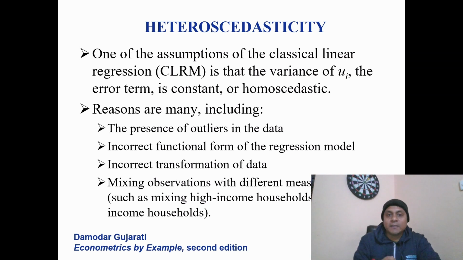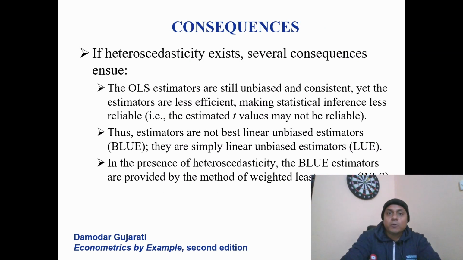Reasons are many, including the presence of outliers in the data. Why does this problem occur? If there is a higher presence of outliers in the data, or an incorrect functional form. For instance, if the functional form is incorrect and your variables are not according to the model that you are looking for, you set it by mistake, in that case this problem will arise. And also incorrect transformation of the data. For instance, if you are not using the growth model instead of raw figures, that will also cause the heteroskedasticity problem. What would be the consequences?